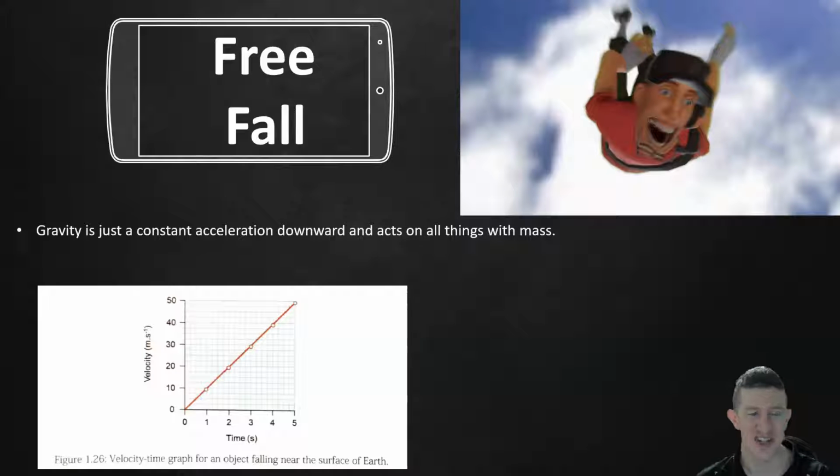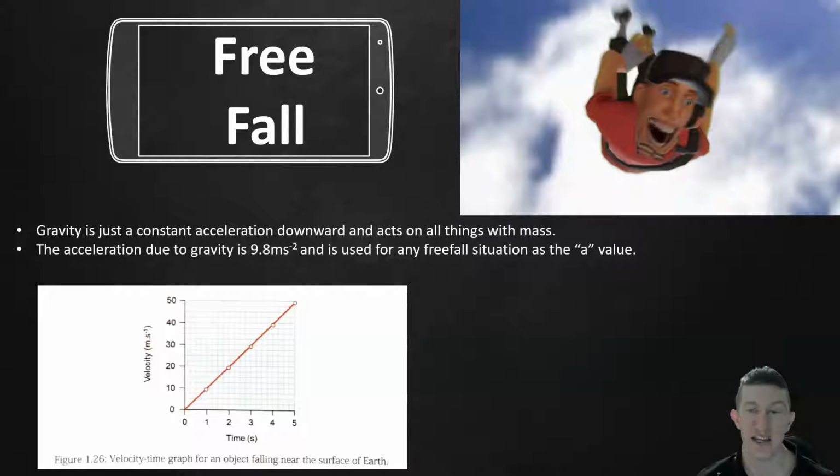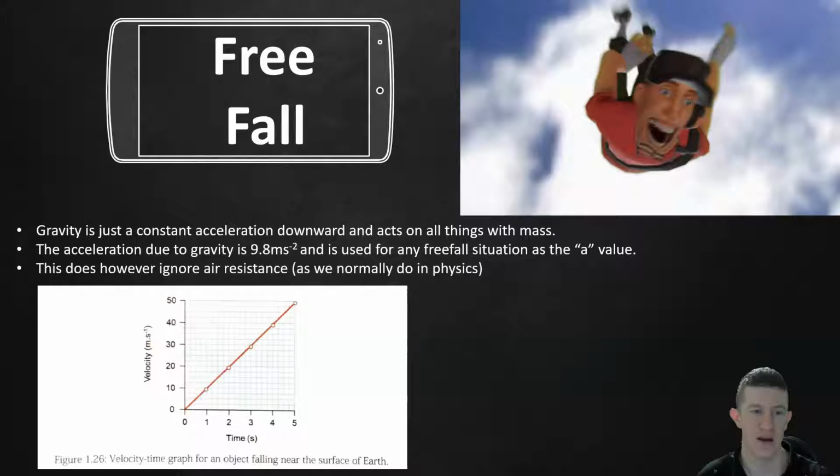If gravity is just constant acceleration downwards, it means it's acting on everything that has mass to pull down. The acceleration due to gravity is 9.8 meters per second squared, and this is used for any free fall situation as that A value. So if we ever see an equation that has A, or we represent acceleration as A, and we're going to look about that in a lot more detail in a later video, but that is just 9.8. This does, however, ignore air resistance.